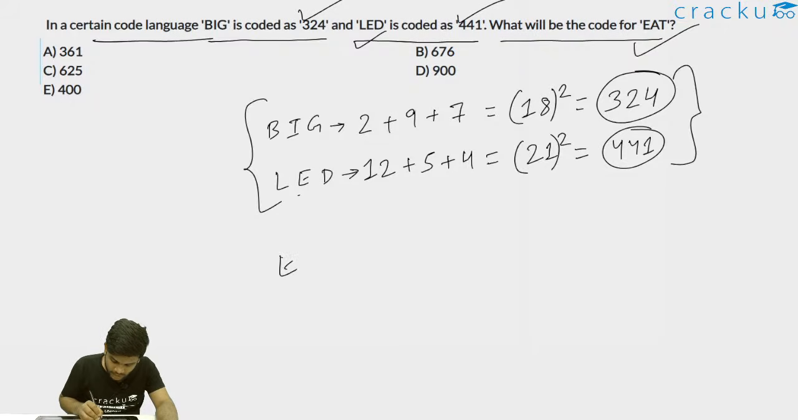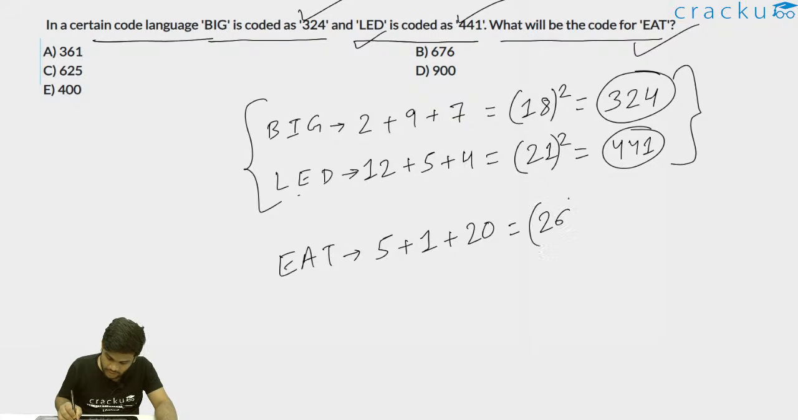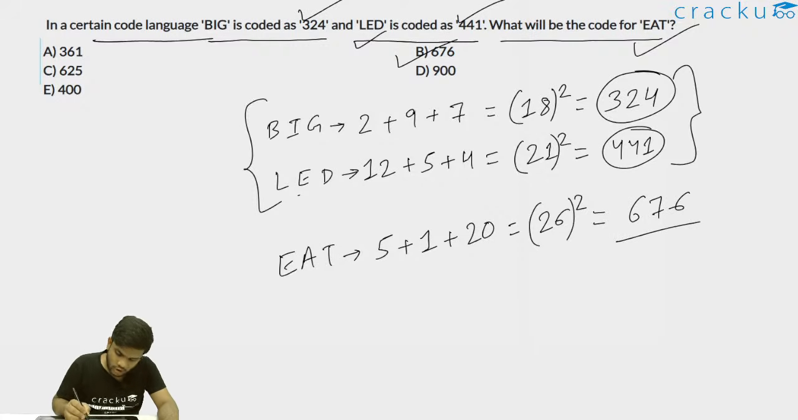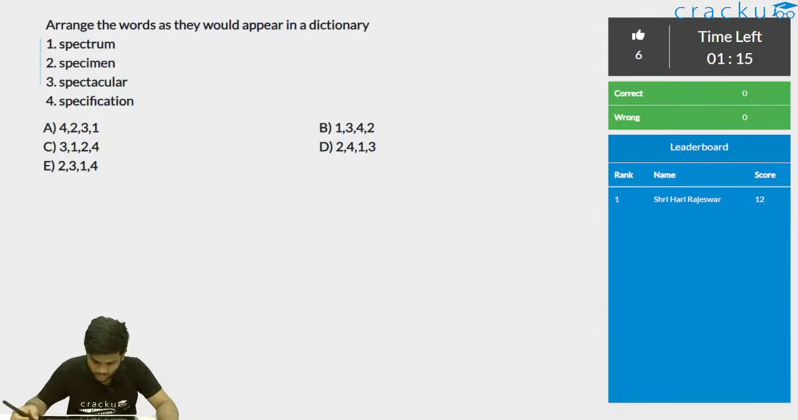So again for EAT, let's write it. For E, it is 5. A, it is 1 and T is 20. So this will give us 26, and when you square 26, 25 squared is 625, so it will be greater than 625, so it is 676. So our answer is option number B, which is 676. Let's move forward.